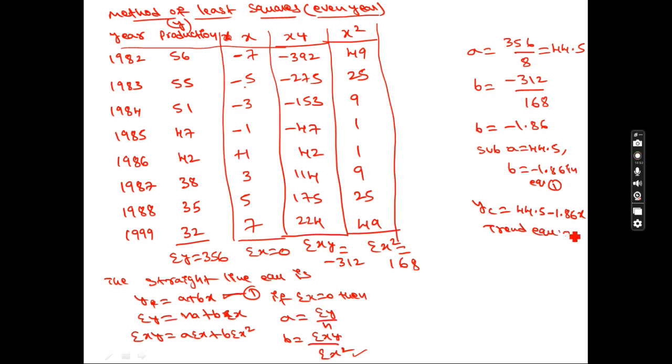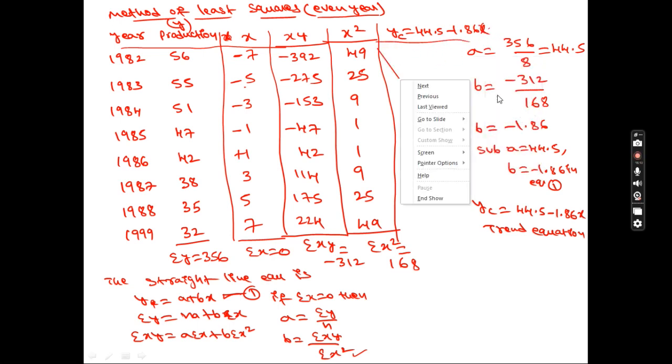This is the straight line equation, now this is the trend equation. The given problem is asking to calculate trend values. So how to calculate trend values? Y is equal to 44.5 minus 1.86 into x. This is the equation we have to write. Now what we have to do here: 44.5 minus 1.86 into x. X means minus 7. Now just substitute minus 7 here.